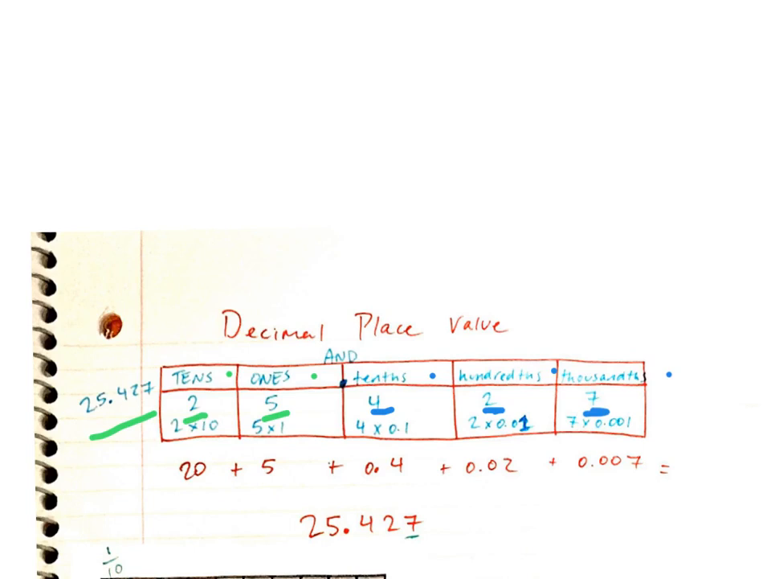stops. But you would read this number as 25 and 427 thousandths. You'll notice I wrote the word and, so whenever you get to the decimal point, that's that little period, you say the word and. So to the left of a decimal point, we have our whole numbers, and to the right of our decimal point, we have the decimal values. Those are numbers less than one whole.